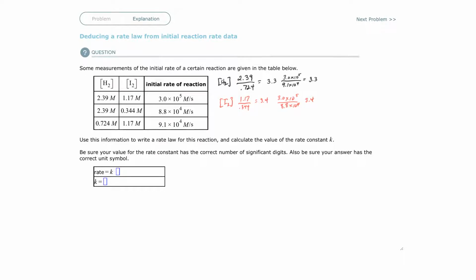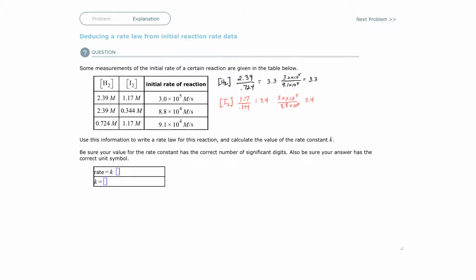So when I divided that, how much is it dropping? 1.17 divided by 0.344 is 3.4. Now do the same thing for the rates. The original rate was 3.0 times 10 to the 5, that's here. And then the second rate was 8.8 times 10 to the 4, that's here. And when I divide it, it's also the same. So when I know that the 3.3 goes with 3.3 and the 3.4 goes with 3.4, that means both of these are to the first power. So I can figure out the rate.